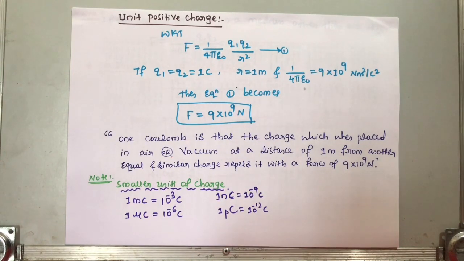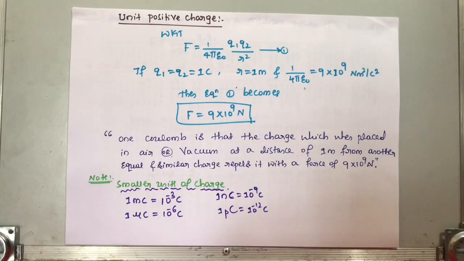Now, smaller units of charge. Charge can be measured in terms of various units. First, 1 millicoulomb is equal to 10 to the power of minus 3 coulomb. And second, 1 microcoulomb is equal to 10 to the power of minus 6 coulomb.